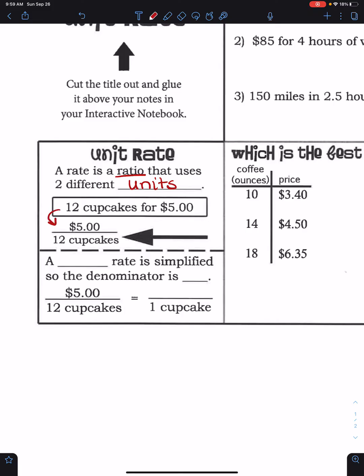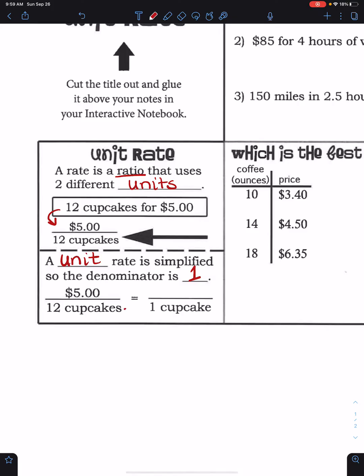But if we want it to be a unit rate, so not just a rate, but a unit rate means how much for one. So that's when the denominator is 1. So think of unit rate as meaning how much for one. So if we can get 12 cupcakes for $5, the question is, how much would one cupcake cost? Because how much for one is the unit rate. So in other words, we're finding the price per one cupcake.